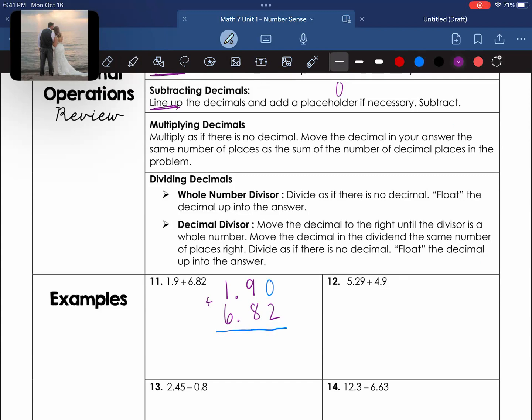My decimals and all my place values are lined up. My decimal is just going to be brought straight down, right? So there's the decimal in my answer. And then now I can just add like I normally would, right? We have 0 plus 2. We have 9 plus 8. We carry the 1. 1 plus 1 plus 6. So that is your final answer.